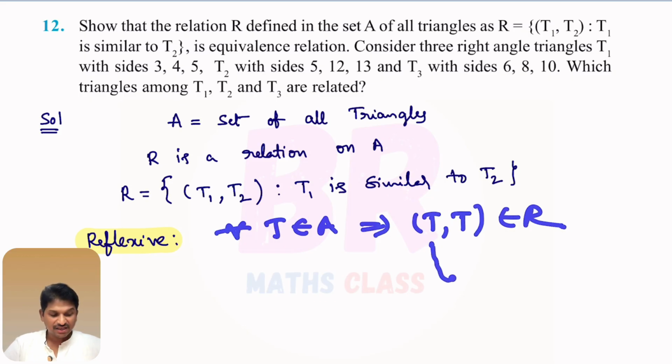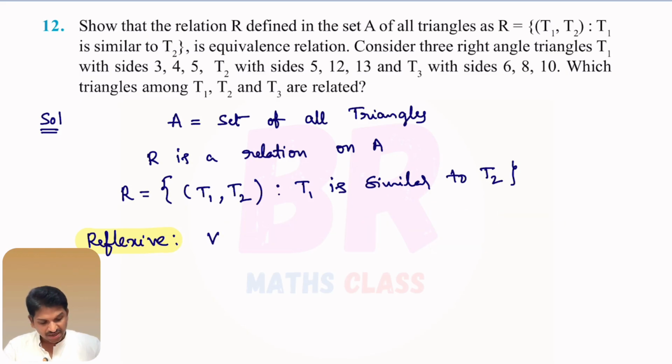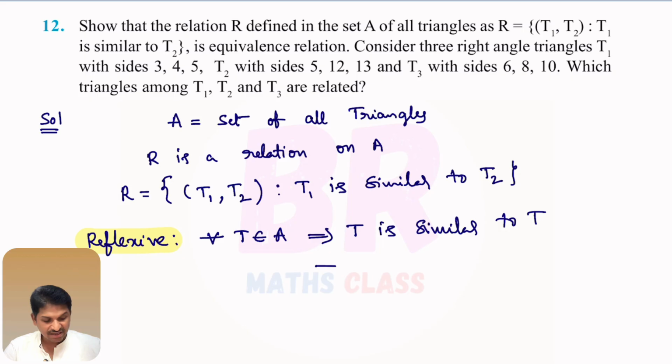Here T is a triangle. Triangle T is similar to triangle T. Actually, T is the same triangle. Every triangle is similar to itself. Suppose you and your image: are they similar or not? Similar, right? So what I'll write here: for any triangle T belongs to A implies T is similar to T. As T is similar to T, we can say that the ordered pair T, T belongs to the relation R. Therefore, the relation R is reflexive.